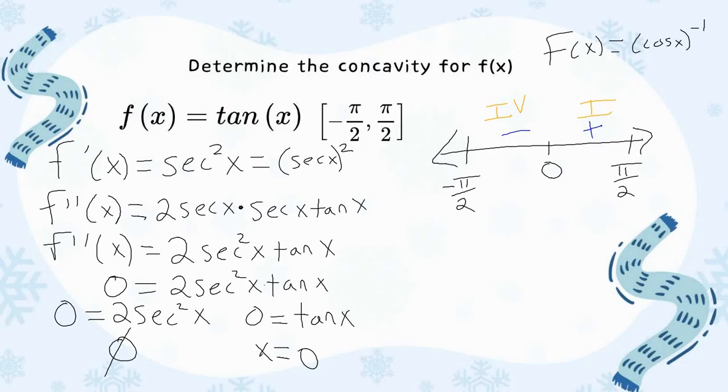Which means, where are we concave up? 0 to pi over 2. Okay, where are we concave down? Negative pi over 2 to 0.